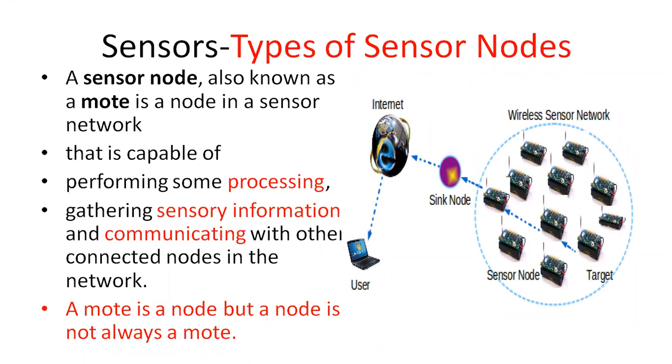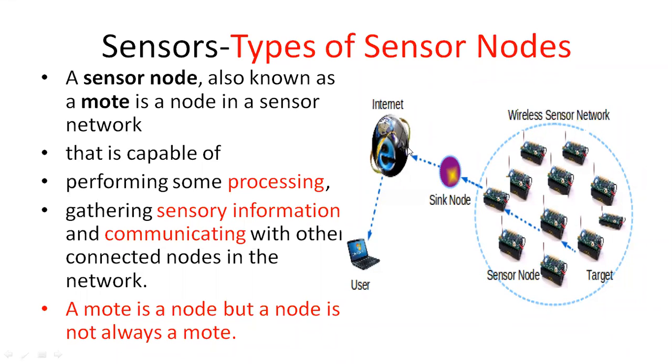Here, the sensor node is also known as a mote. It is a node in a sensor network. What is special here? If you see the diagram on the right side, there is a wireless sensor network connected to the internet. Different sensor nodes are available here, and the user is connected to the internet and reaches the sensor nodes from the internet.